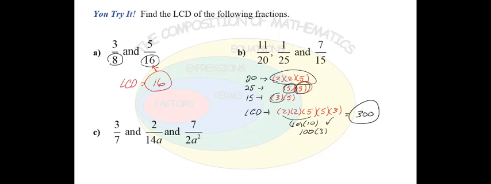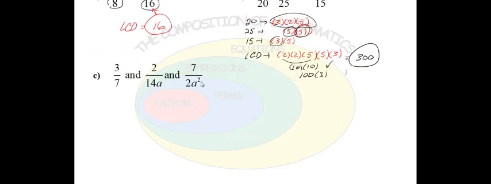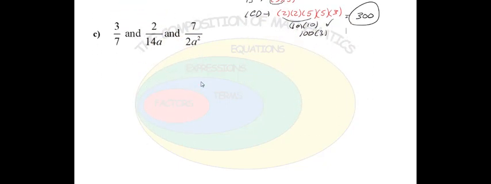The last one, again, we'll use the prime factors of each. So for 7, the prime factor is just 7. For 14a, we've got factors of, well, 14 is 2 times 7. And then I have one factor of a. And then for 2a squared, we have a factor of 2. And then we have 2 factors of a, since it's a squared, right?